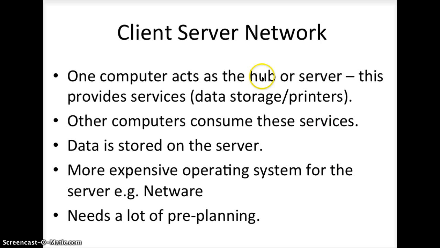Printers can also be provided by this hub or server. The other computers on the network would consume these services that the hub gives out. Again, like I said, data is stored on a server. The only drawback with this is there's a more expensive operating system needed for that server. For example, NetWare or Windows Server, Windows 2000. And also this needs a lot of pre-planning. So you need to plan how you're going to set this up prior to actually setting it up. Whereas if you had a peer-to-peer, you could just add things on as you went along.